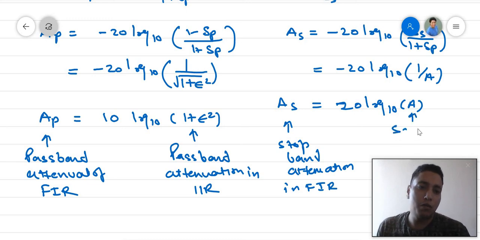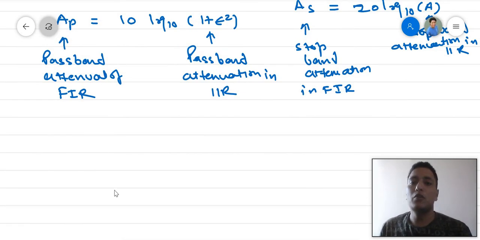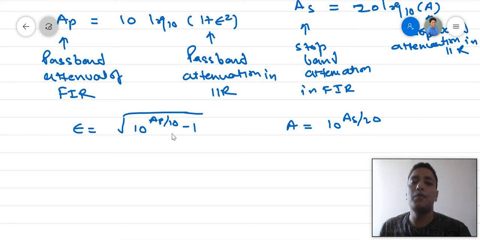This is stop band attenuation in IIR. Then we can find out the value of E and A in terms of AP and AS as E equals 10 to the power AP by 10 minus 1, and A will be equal to 10 to the power AS by 20.